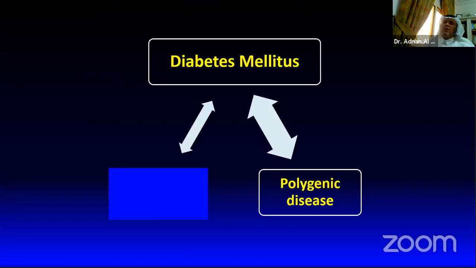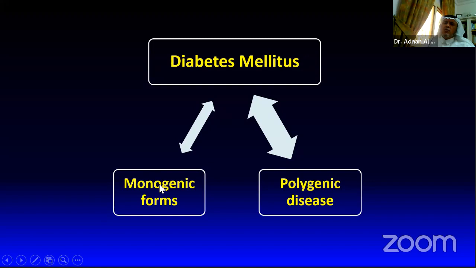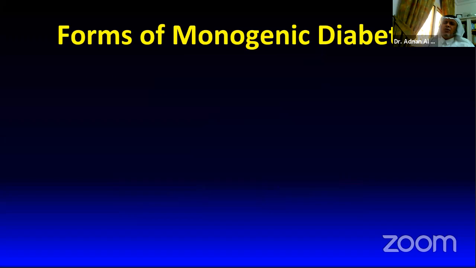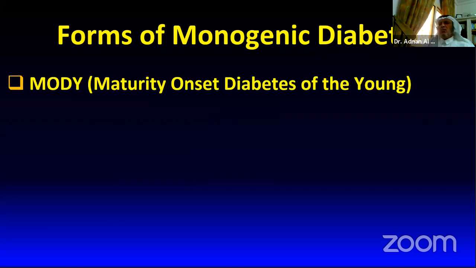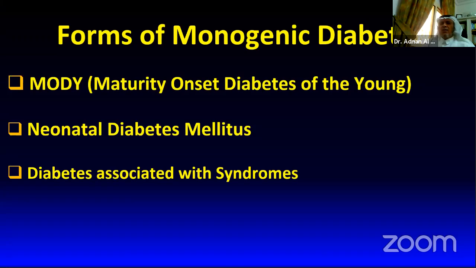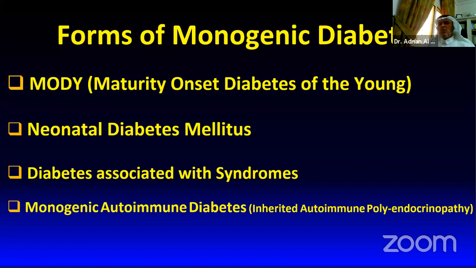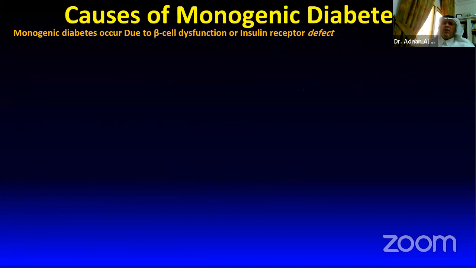So diabetes in general is a polygenic disease. But there are rare types of diabetes which are monogenic. When we say monogenic, we mean that there is a mutation of one gene causing diabetes. But for polygenic, there are multiple genes, mutations or defects causing diabetes. So what are the forms of monogenic diabetes? The first and main one is MODY, or maturity onset diabetes of the young, and then neonatal diabetes, and then diabetes associated with syndromes, and then monogenic autoimmune diabetes, which is inherited autoimmune polyendocrinopathy, and the last is mitochondrial diabetes.